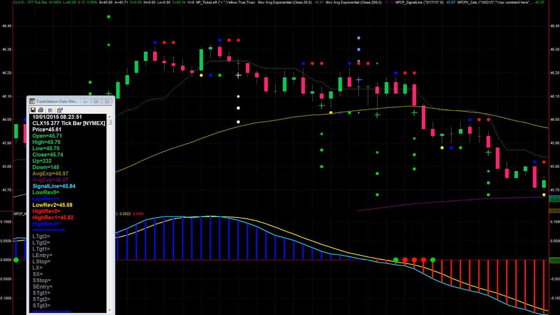All right, so I'm showing you the chart for the first time. We've been looking at crude oil futures. This is a 377 tick chart, but it could have been any chart. It could have been Forex. Like I said, it doesn't matter. This is one of my favorite charts to day trade. It just moves so well, and I like using the crude oil chart to teach the strategy because it gives a lot of setups. It's a very active chart.